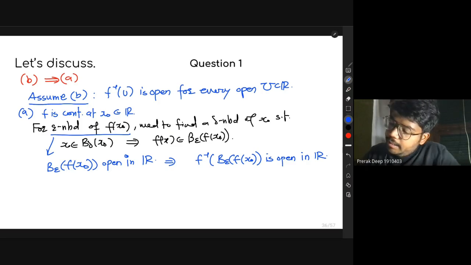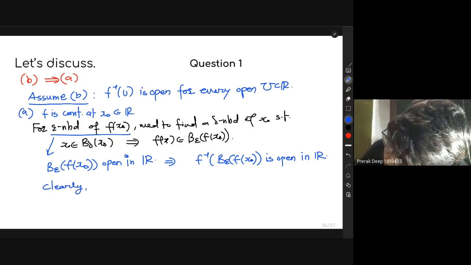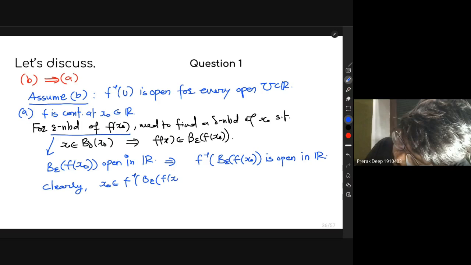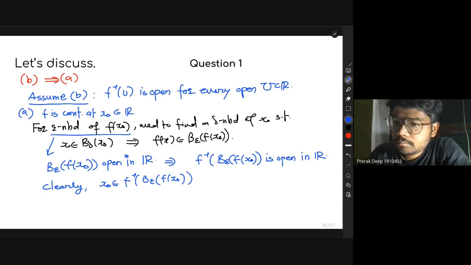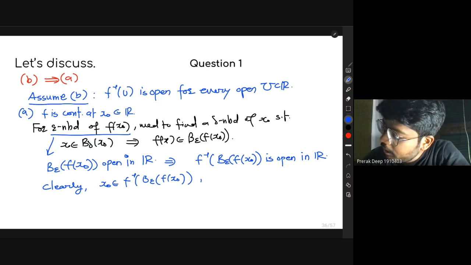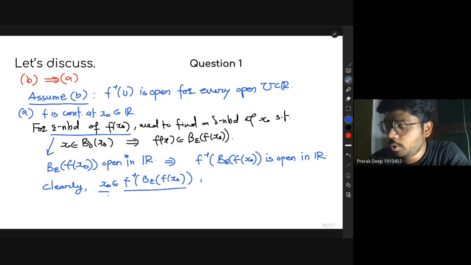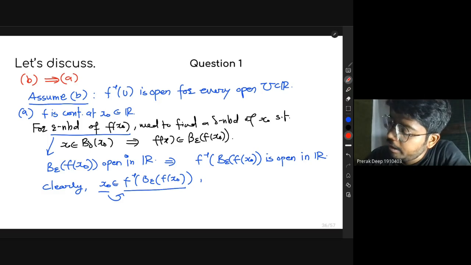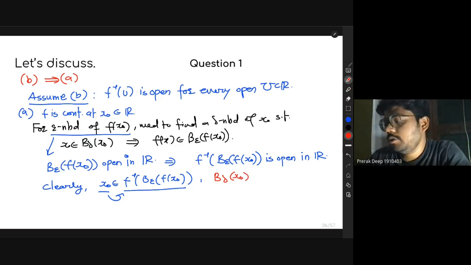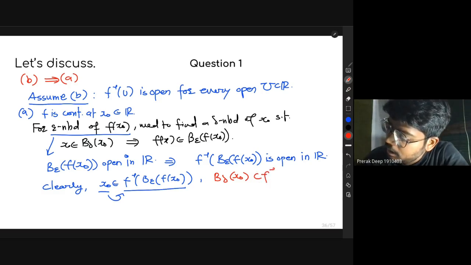Okay, and clearly x naught belongs to this pre-image. Now since this is an open set and x naught belongs to this open set, you can find some delta neighborhood, some delta such that the delta neighborhood of x naught is contained inside this open set.